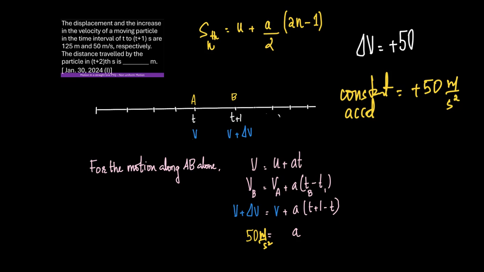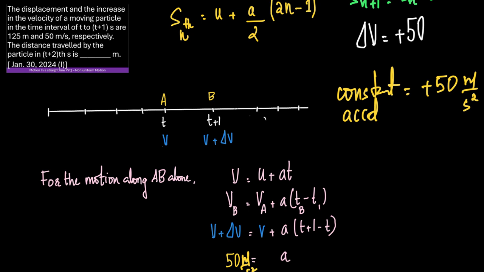Okay, so now we'll do the same question using the formula. Using the formula, Sn plus 1 is equal to Sn plus a. So what does the question say? The question says that from t to t plus 1, the displacement is 125, and the increase in the velocity is 50 meters per second.